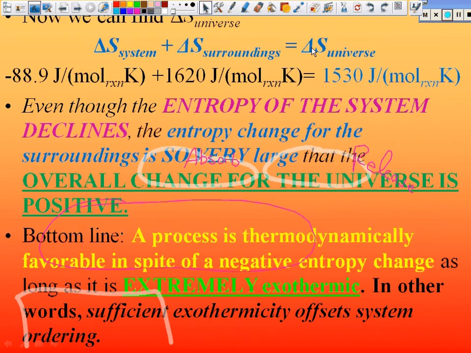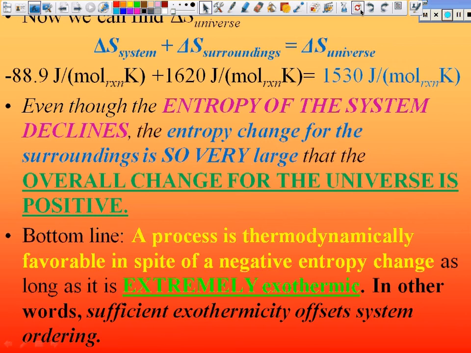Go ahead. That is delta S. No, that was delta S of the surroundings. This is where we're getting to.